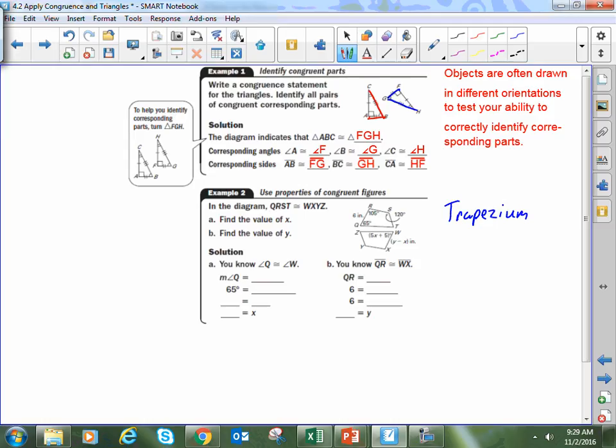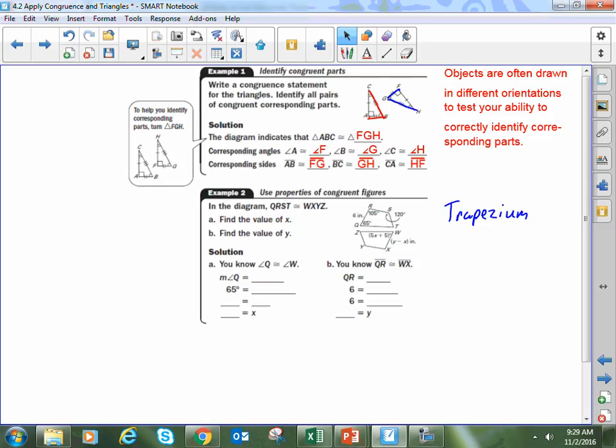And in this quadrilateral, we have QRST being congruent to WXYZ. Now, they're not asking you to prove that they're congruent. This problem is setting it up saying, well, these things are congruent. So as long as you can identify the corresponding parts correctly, you can tell what the measurements of some angles and some sides are if you need them. So find the value of x and y.